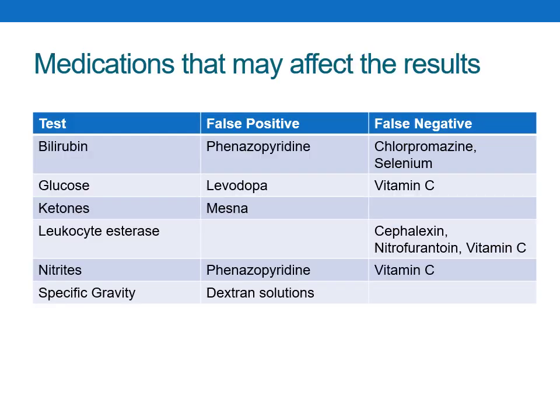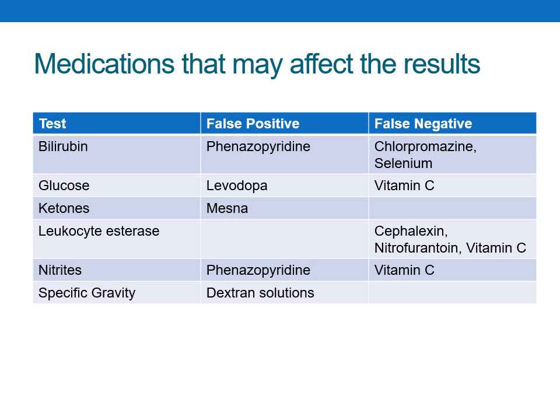The last thing that I wanted to go through are some medications that may affect the results of a UA. The first test is the bilirubin, and a false positive might be seen in a patient that is on phenazopyridine, and a false negative could be seen in a patient that's taking chlorpromazine or selenium. Similarly, the glucose test could read a false positive on a patient on levodopa and a false negative on patients that are taking vitamin C.